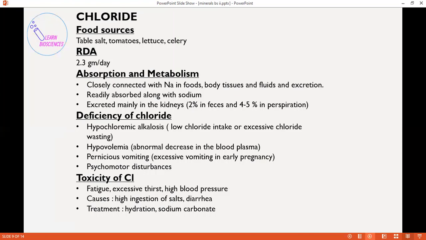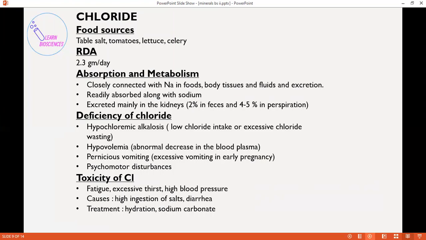Alkalosis means whenever 1 chloride gets outside, it takes away the 3 sodium and also the 2 potassium inside, but this balance is disturbed whenever this chloride ion is deficient. No chloride means no 3 sodium ions get outside the cell, so it accumulates inside and causes alkalosis. Also hypovolemia, an abnormal decrease in blood plasma, pernicious vomiting, excessive vomiting in early pregnancy, and psychomotor disturbances. Psychomotor means your neurons start disbalancing.